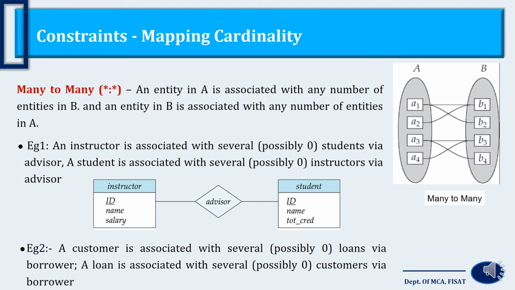Similarly, in this customer loan scenario, a customer is associated with several loans via borrower, and a loan is associated with several customers via the relationship borrower. So, in both the cases, it will be having a many-to-many relationship.